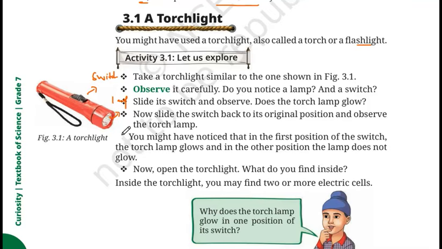So why is it happening? Why in the off position you don't get any light, in the on position you get light? There has to be a source inside the torch. So if you open the torch, what will you find? You will find two or more electric cells. So what are electric cells? Electric cells are nothing but sources of electricity.